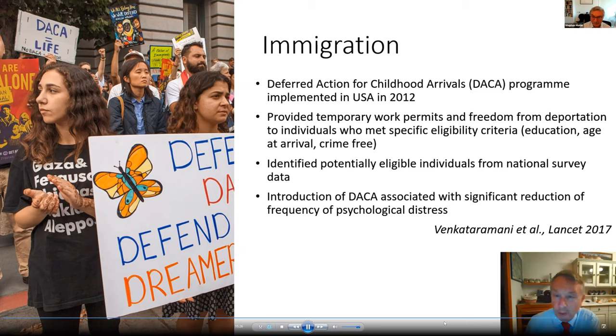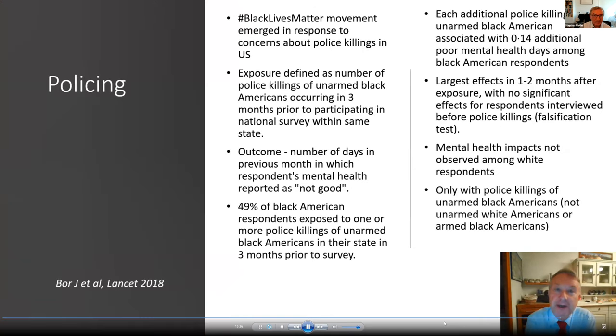Security is really important for many migrant communities who have faced incredible insecurity. Another study from the United States, Jacob Bohr's work, to cut a long story short, shows that the mental health of African Americans deteriorates in states that have had the shooting of an unarmed Black American in the 3 months prior to participating in a national survey. There was no impact among white respondents, and this was only found when the police killed unarmed Black Americans, not unarmed white Americans or armed Black Americans.